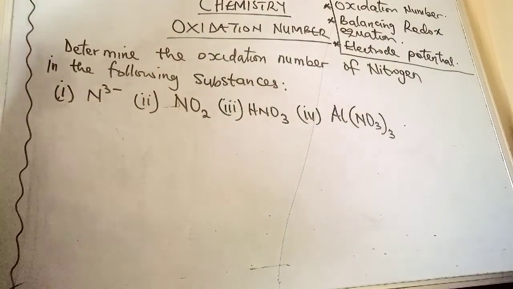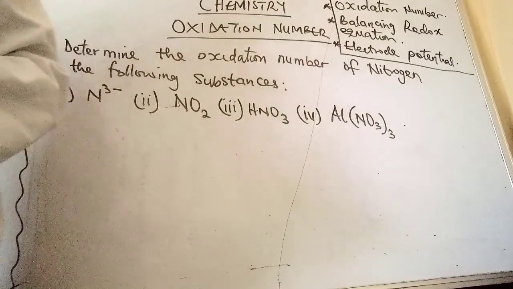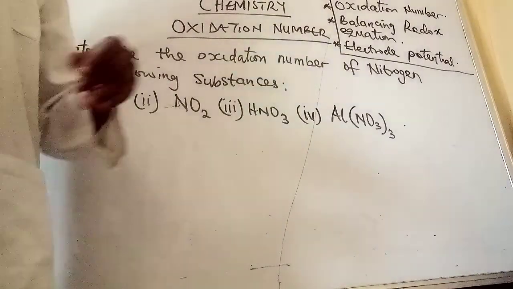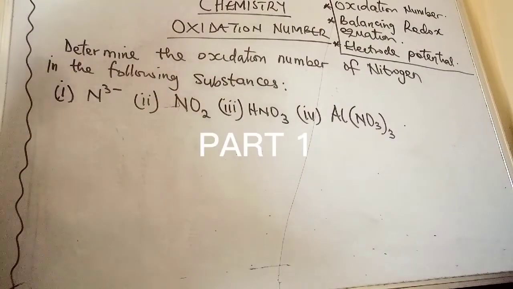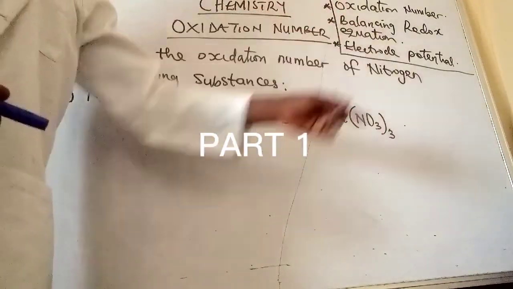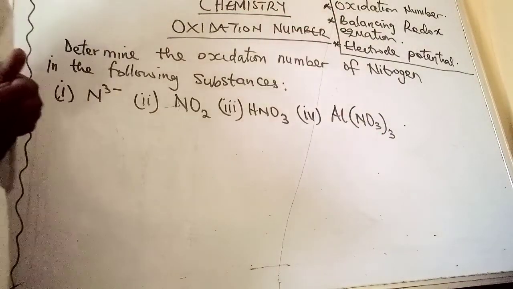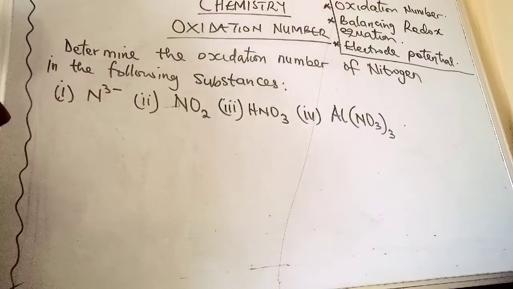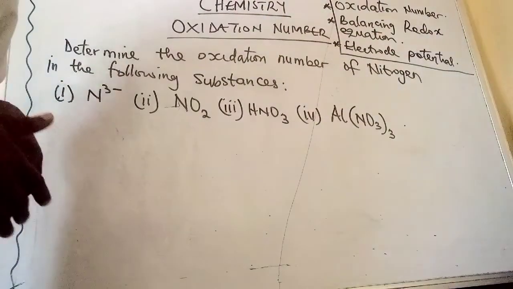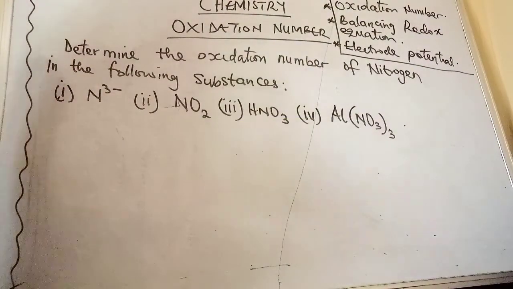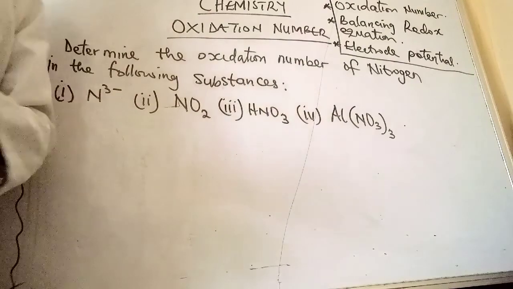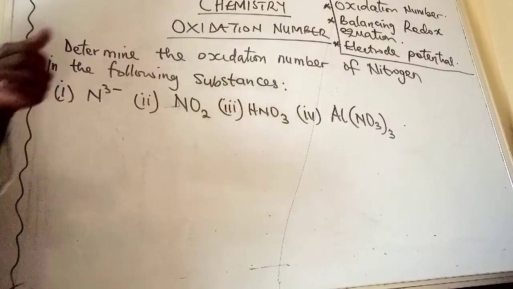Therefore, I am going to do the video in parts. I will treat oxidation number under part 1, balancing redox equation under part 2, then electrode potential under part 3. Please do not miss out on any of these. You are welcome on board.